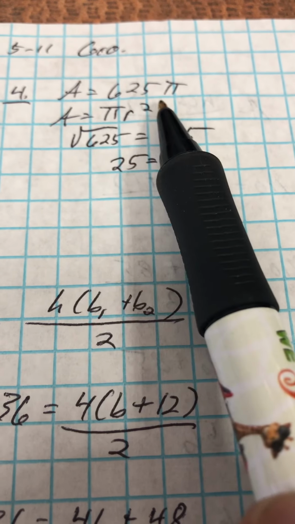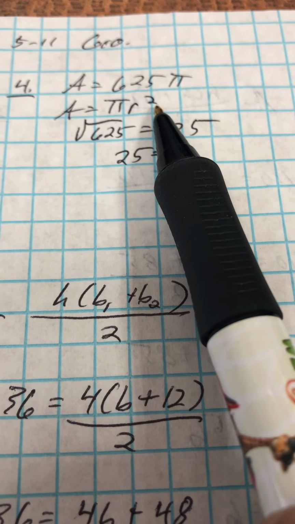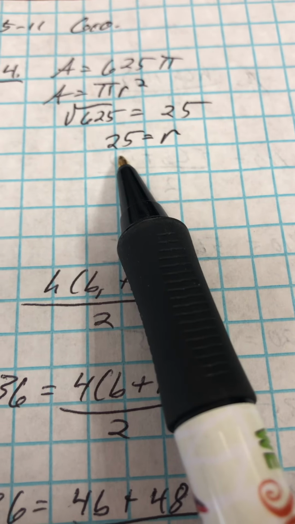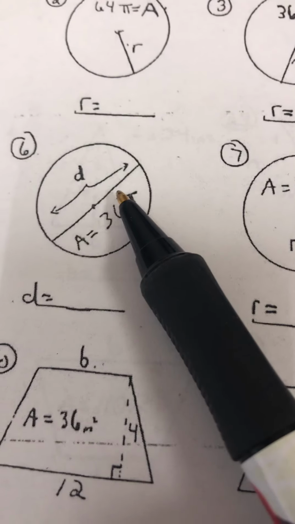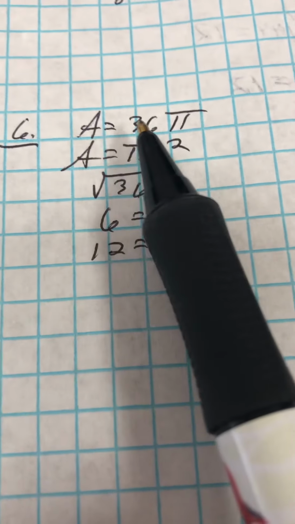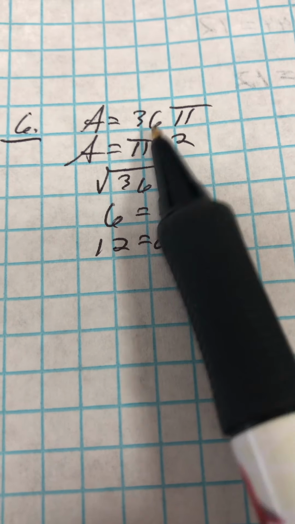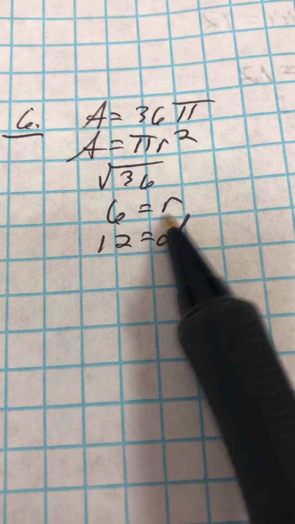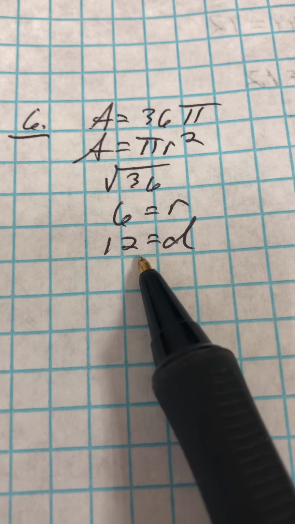It equals 625. 625 is r squared. I want to know what r is, not r squared, so I take the square root of it, which is 25. For number 6, we want to know the diameter. Well, let me first find the radius. The radius is going to be the square root of 36. And then the radius times 2 is the diameter, so that will be 12.